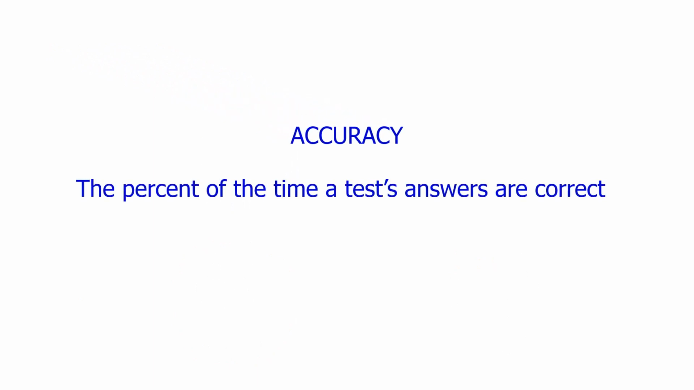In this course and in real life, the word accuracy is often used in a loose, technical-ish sense to mean the % of the time a test's answers are correct in a particular circumstance. In a few minutes, you're going to understand why that meaning is different from scientific accuracy.